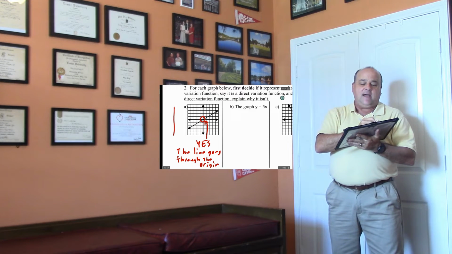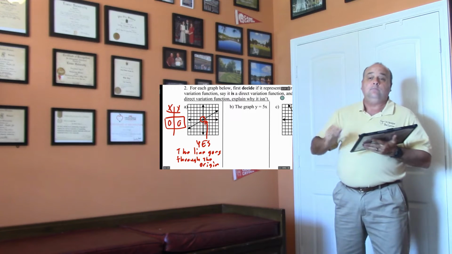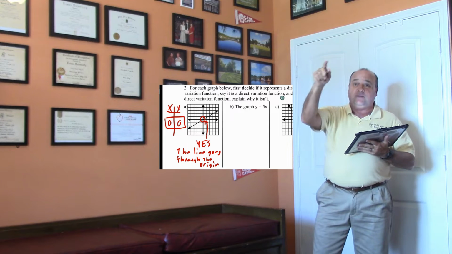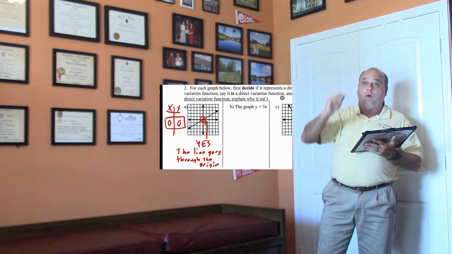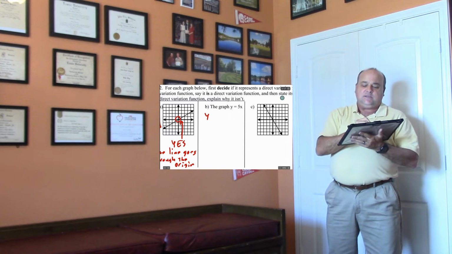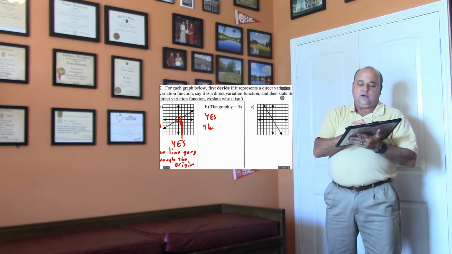In a table of values, the 0 will be on it. So if you have a table of values and 0, 0 is in the table, the table will have direct variation. Let's go to letter B. Yes, the y-intercept is 0.